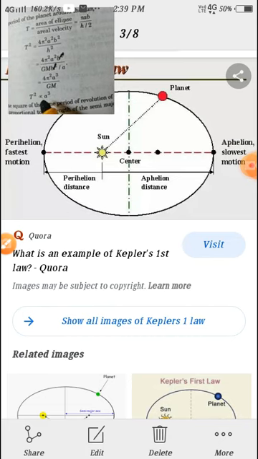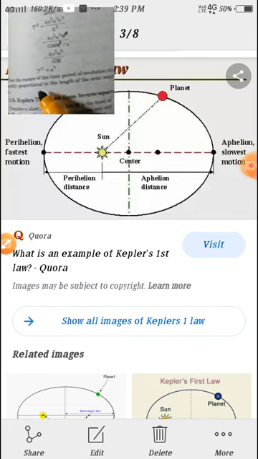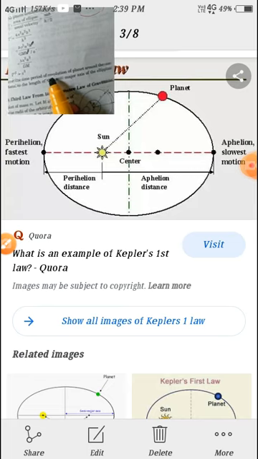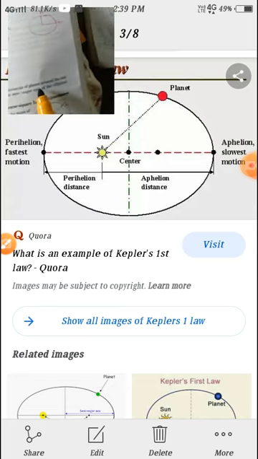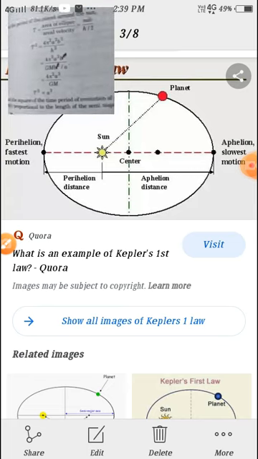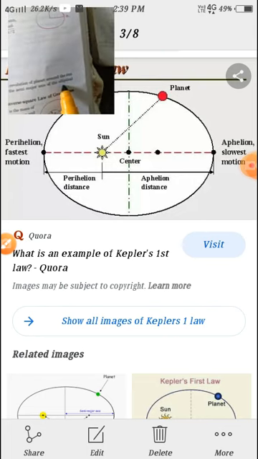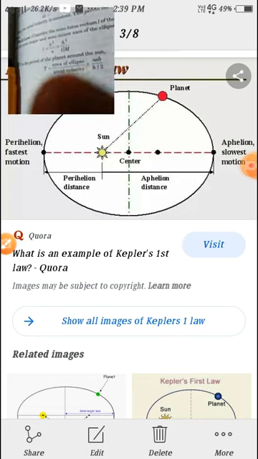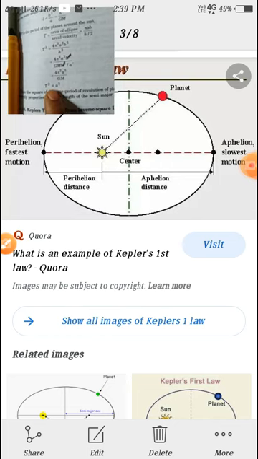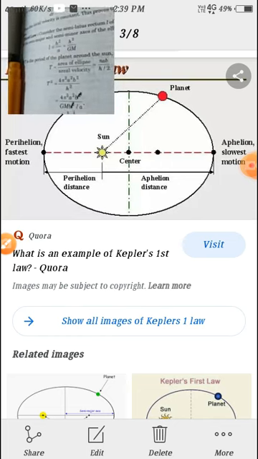So T square is proportional to A cube. So the square of the time period of revolution of the planet around the sun is directly proportional to the cube of the length of the semi-major axis of the elliptical orbit. This is T square proportional to A cube. This is the third law of Kepler's.